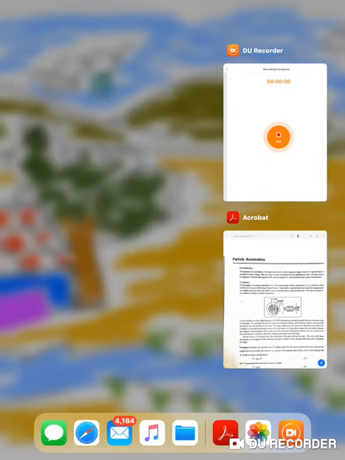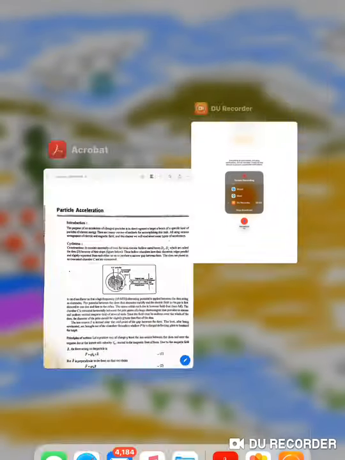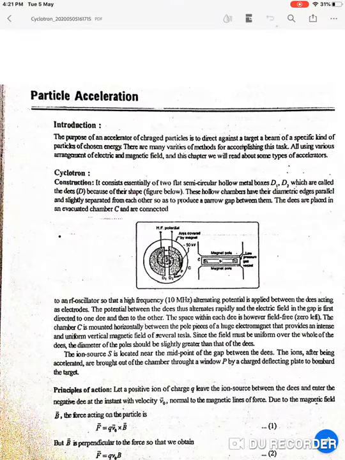Hello students, today we are going to study the cyclotron, the particle accelerator. You might have studied this topic in your 12th class, obviously, and we will go through this topic thoroughly, as it is quite important from your examination point of view as well. So, what is a particle accelerator?